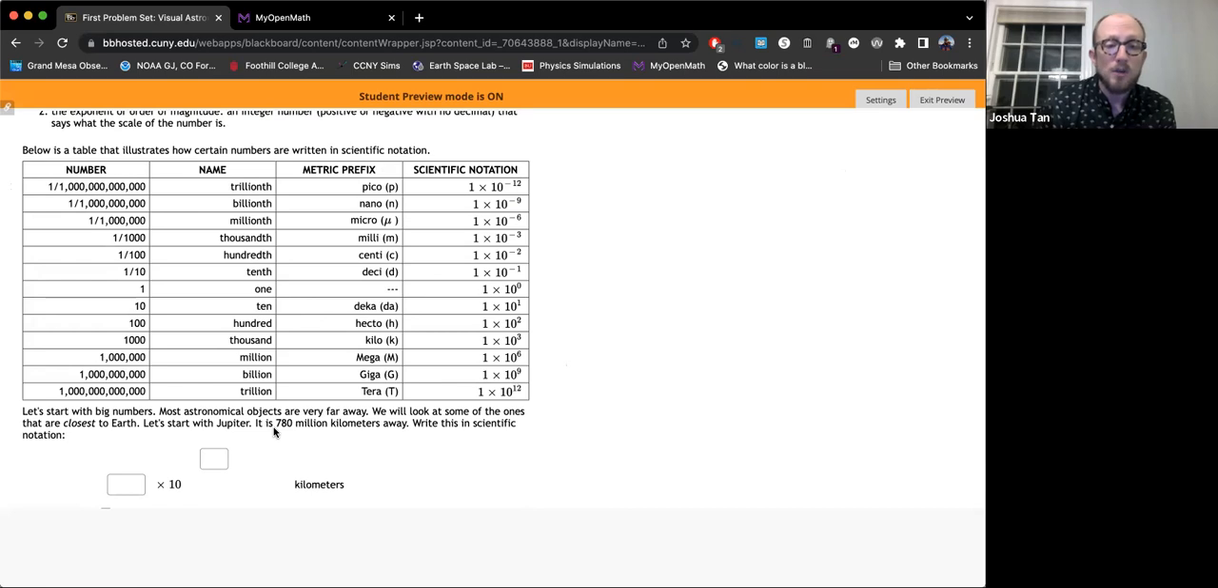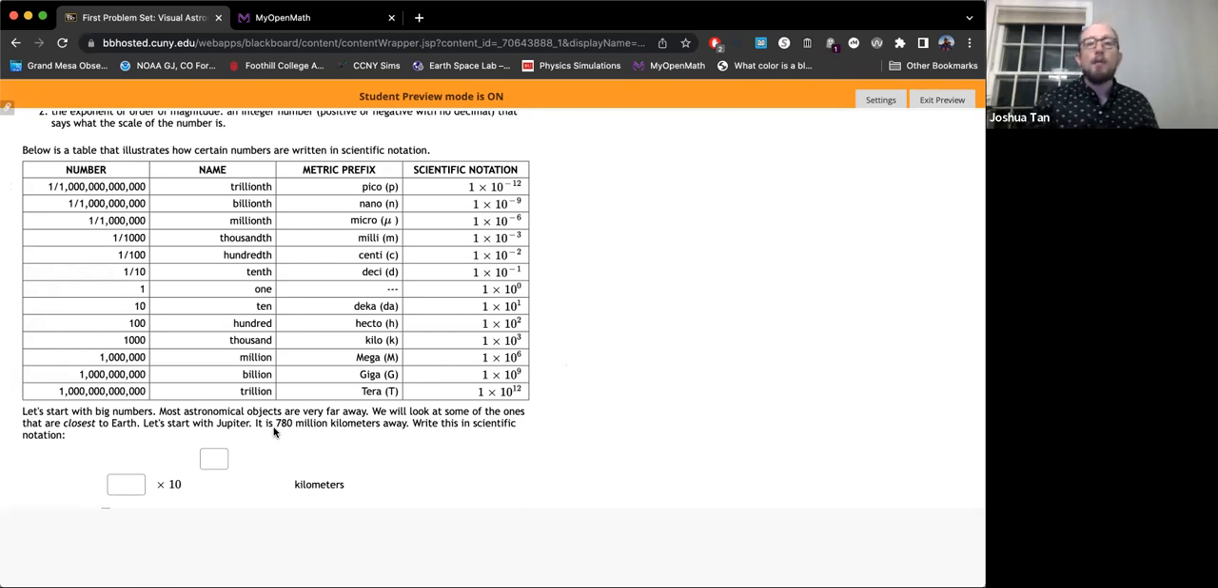The first thing we're doing here, for example, I'm asked to translate what is the distance to Jupiter if it's 780 million kilometers. So you may have to read a bit from your textbook and review maybe the videos that we have on scientific notation to answer this, but hopefully you can start to work on these.